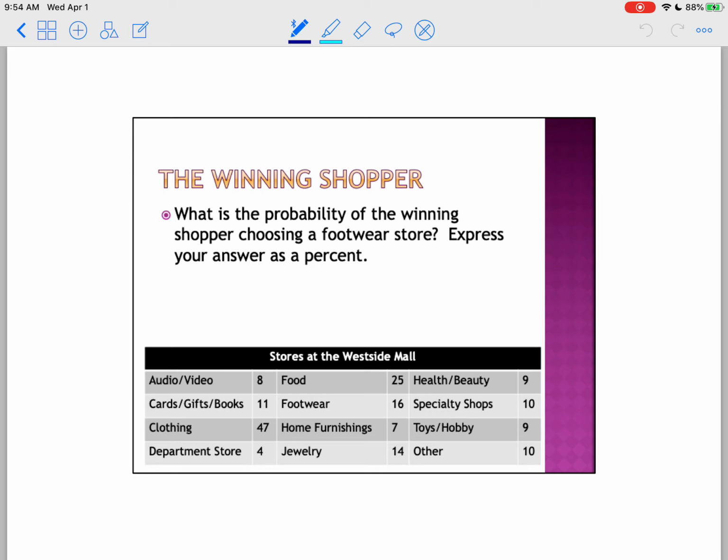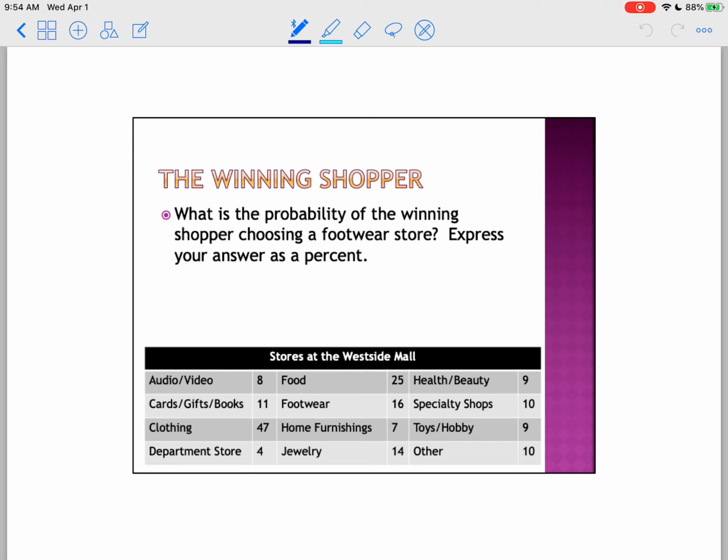Okay. Now, what is the probability of the winning shopper choosing a footwear store? We're going to express our answer as percent. In most of these problems, they're either going to ask you to express your answer as a proportion or a percent. The proportion is just the decimal, like we saw on the last one, 0.276. The percent would be multiplied by 100, you get 27.6.